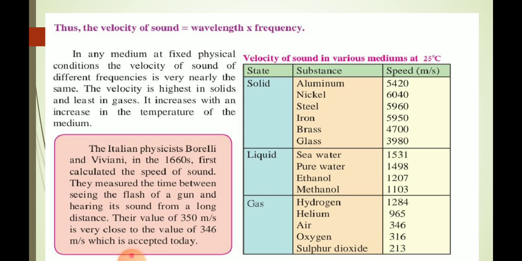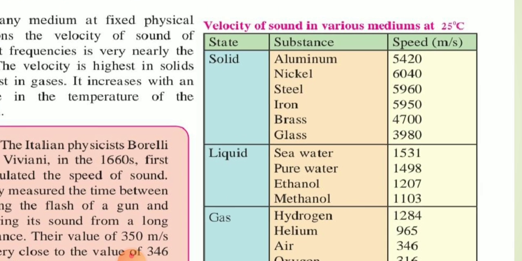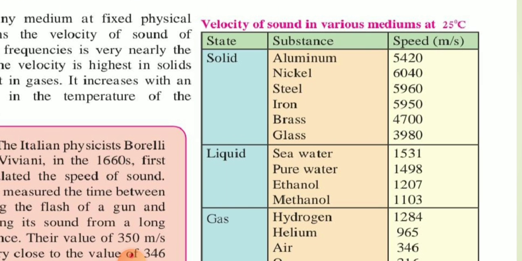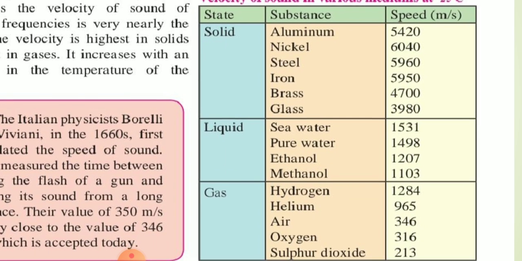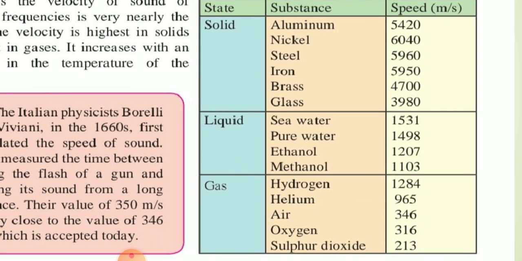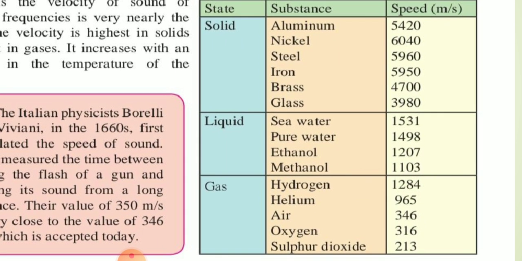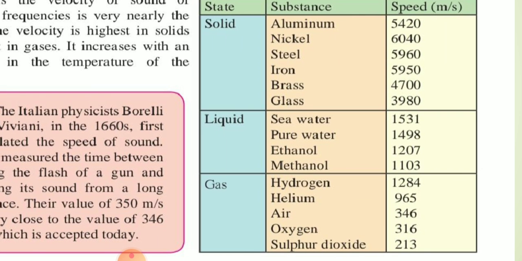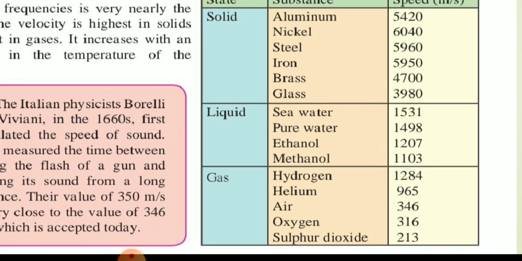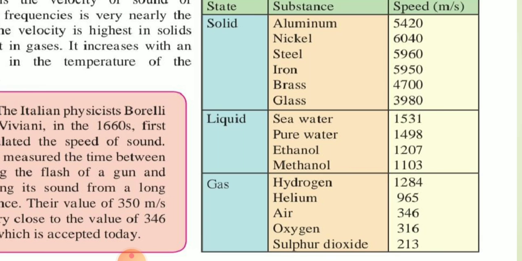So here you will find in your textbook they have given solid, that is aluminium. What is the speed of sound? Meters per second, it is in meters. 5420 meters in 1 second in solid, that is aluminium, nickel, steel. See, seawater, pure water, ethanol, air. These values you are required to remember of air, water.